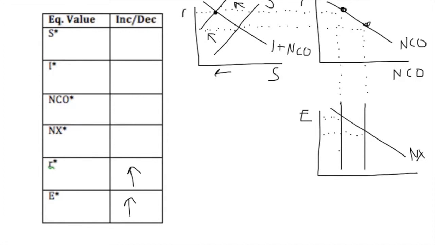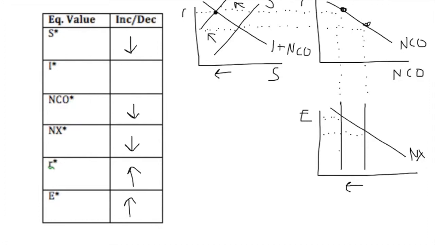S, we can see, has shifted back. So we know that that has decreased. We know the interest rate has increased. So not surprisingly, net capital outflow has decreased. This wasn't a shift in the curve, it was just a movement along the curve. But that still means our equilibrium level decreased. And then we know in equilibrium net exports equals net capital outflow, so net exports will decrease too. And we can see that on the graph as net exports in equilibrium has shifted to the left.